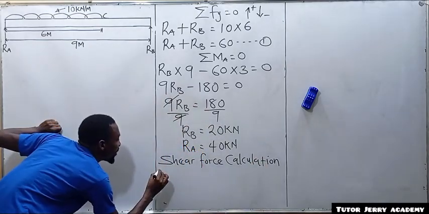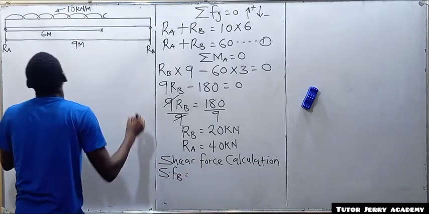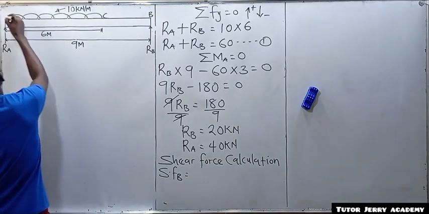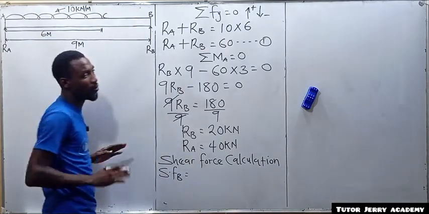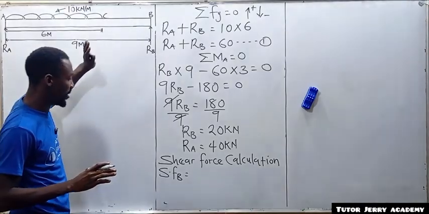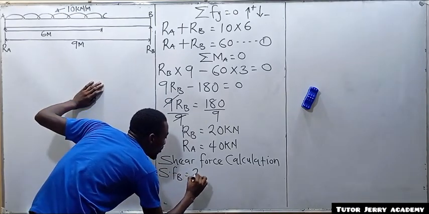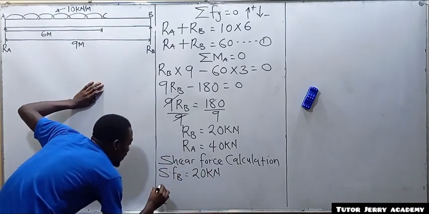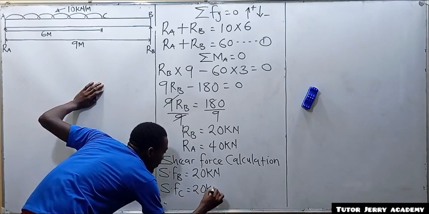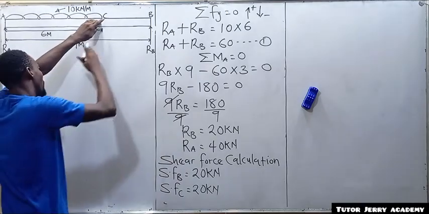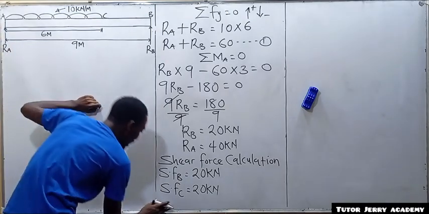So start with the shear force at point B. This is point B. This is point A. So if you stand at point B and you look towards your right, we only have the reaction at B. And I will say upward force should be positive. Now reaction at B is 20. So this is going to be 20 kilonewton. And then the shear force at point C will be the same, 20 kilonewton. Because if you stand at point C and you look towards the right, we only have this upward force.